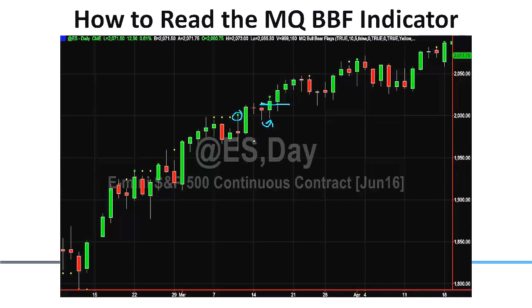The stop loss goes below the low of the retracement. Stop loss goes below the low retracement. So for example, if we were trading this bull flag right here, we would go long on the break of the previous bar's high, and our stop would go below the low of the retracement.